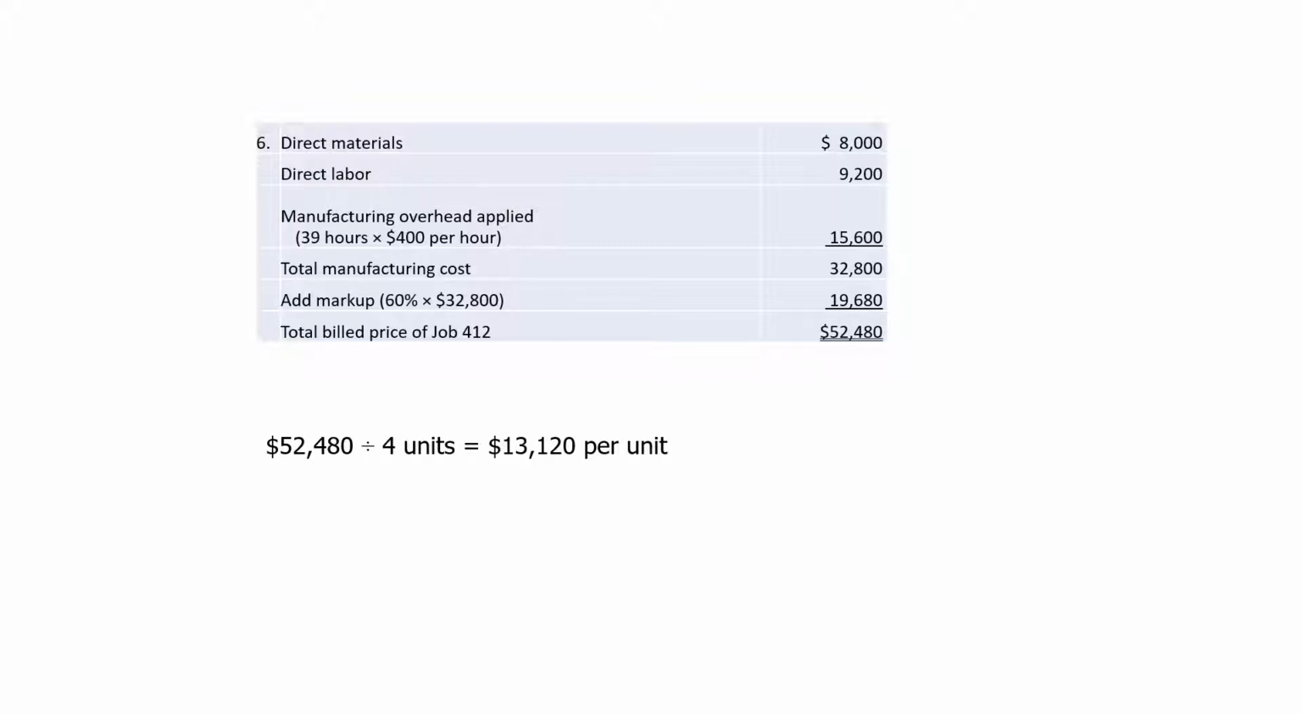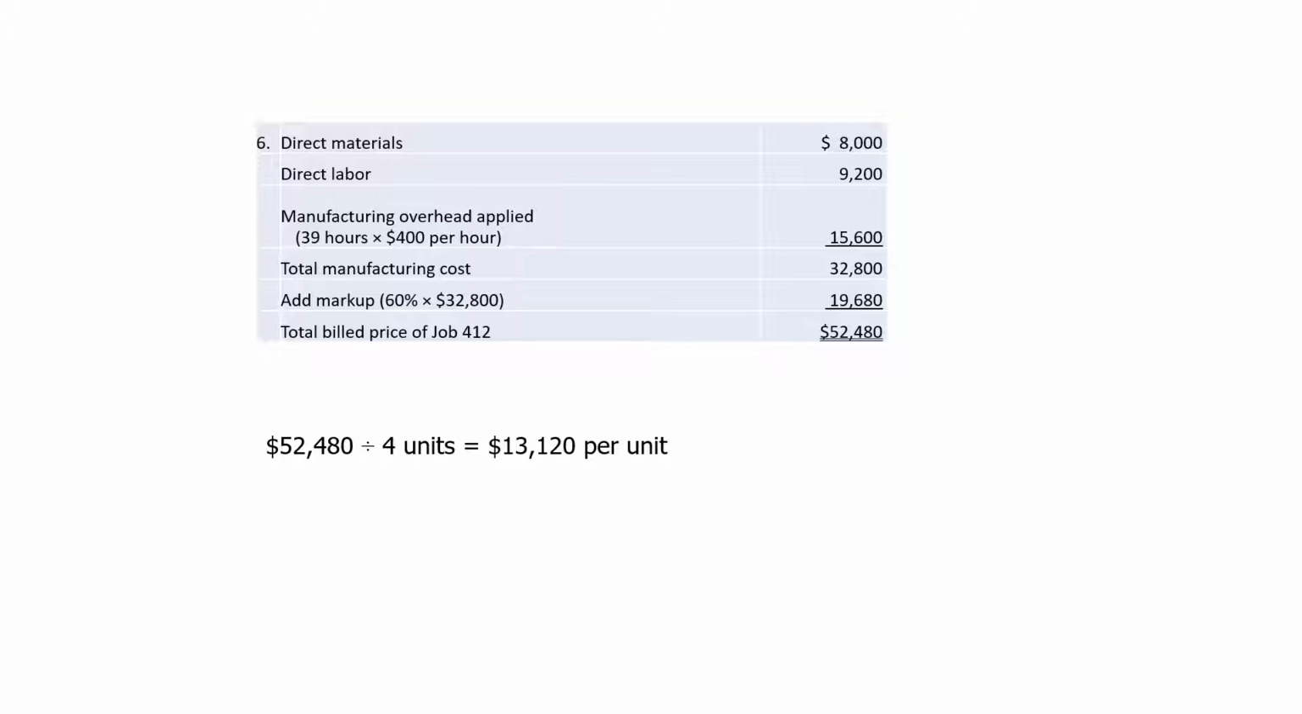The final requirement wants us to, let's read that. Job 412 was one of the many jobs started and completed during the year. The job required $8,000 in direct materials, 39 hours of direct labor at a total labor cost of $9,200. The job contained only 4 units. If the company bills at a price of 60% above the unit product cost on the job cost sheet, what price per unit would have been charged to the customer?